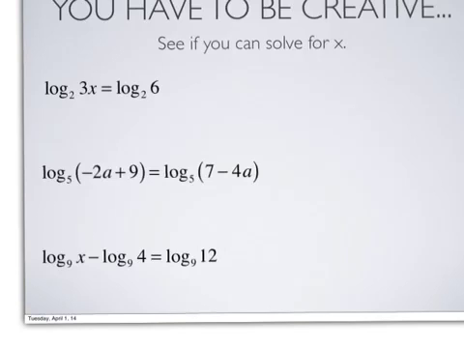They're the same, right? If this log is equal to this log, then this has to be equal to this. So when you have just two logs equal to each other that are the same base, you can just cross off the logs. And then you end up with 3x equals 6, which is really easy, right? Okay, 3x equals 6, so x equals 2. Divide by 3 on each side and you're done.